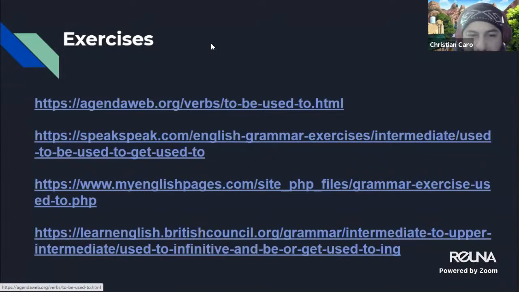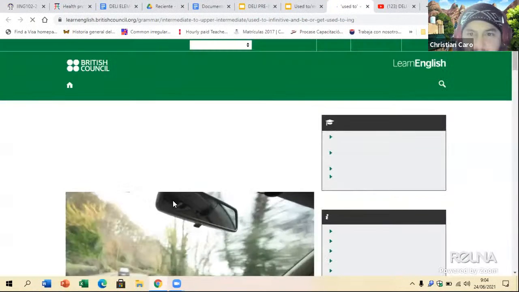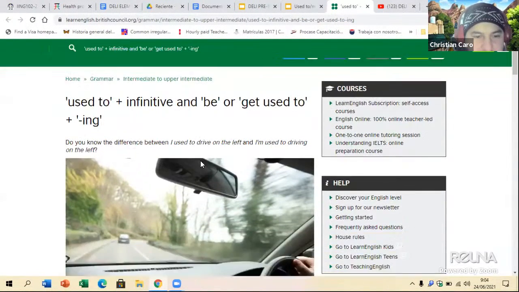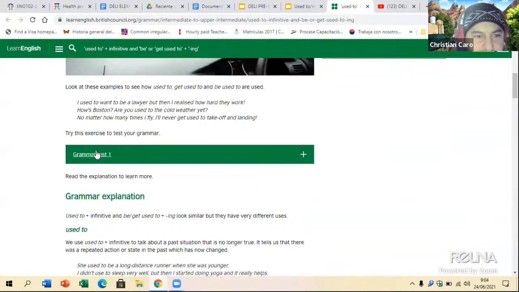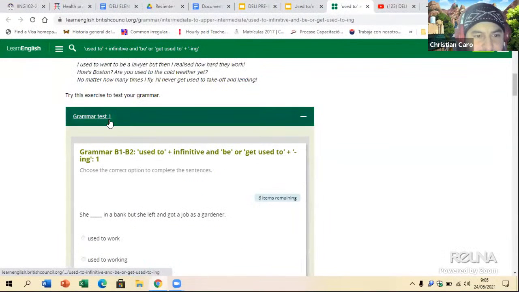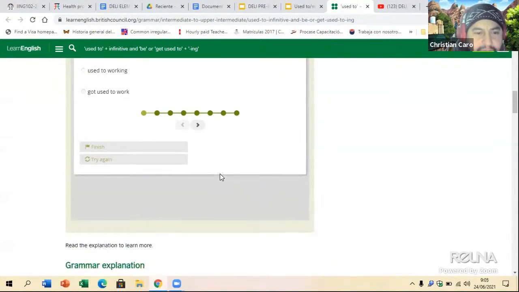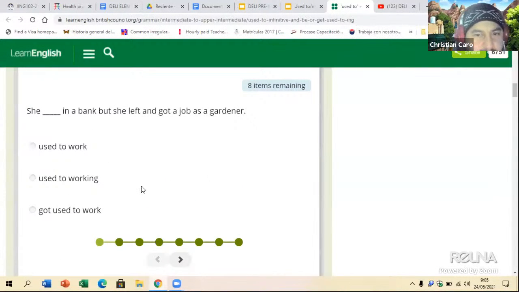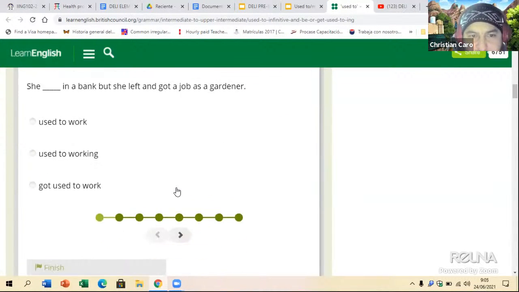So we're going to start with be used to. Okay, let's try with this one. Used to plus infinitive, be used to, get used to plus ing. All right, I'll take the challenge in this case. Okay, let's do this one. All right, so you can use the chat room in this case, or use the microphone, whatever you want.